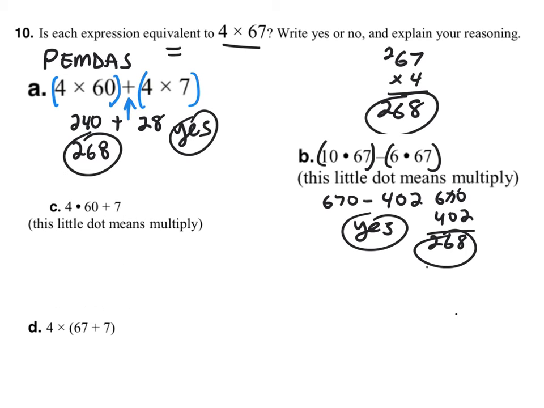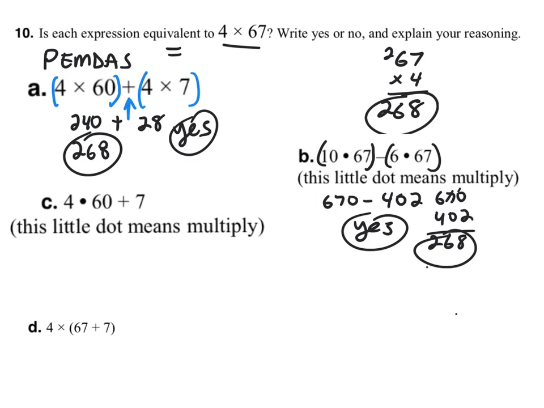All right, let's look at C. Is C equivalent? Let's do our PEMDAS, parentheses around what we do first. 60 times 40, well, 6 times 4 is 24. Then add the 0s back on, 240 plus 7 is 247. So we say no, this is not equivalent.